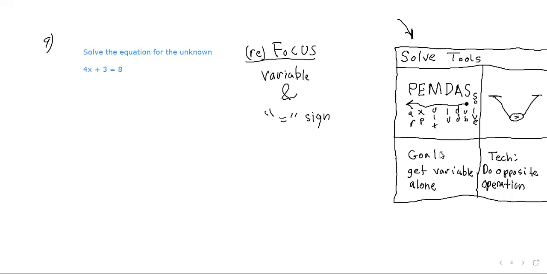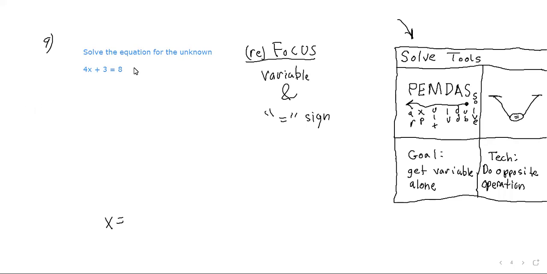Then we have to know our goal. Our goal is to get the variable alone. So meaning that we see this problem, the variable is x. When we're done, we want to have x with no numbers around it on one side of the equal sign and everything else on the other. So that's our goal. And then we have to have a technique to get to our goal. Our technique is really simple. We just look at the variable side of the equal sign, and whatever operation we see happening to our variable, we just do the opposite math operation. So let's go ahead and put this into practice and solve this question.